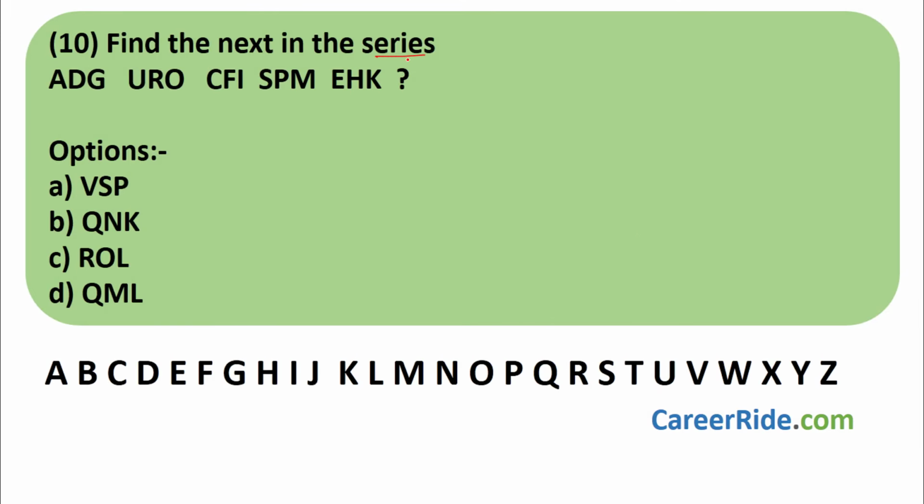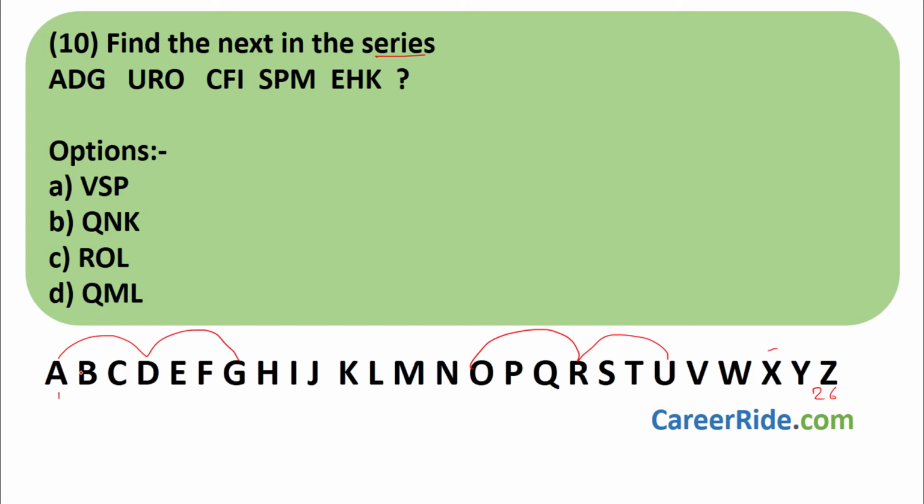Again, a series sum, very easy. Please remember, whenever you go to exam, always have A to Z written. Also write the positions of A to Z, 1 to 26. Let's see what the series is. A, D, G. So we have A, we have D, we have G, so skipping 2. U, R, O. We have U, R, O. Again, skipping 2 in the reverse direction.